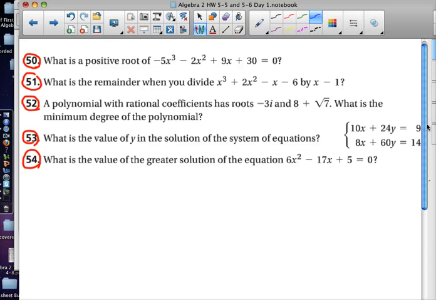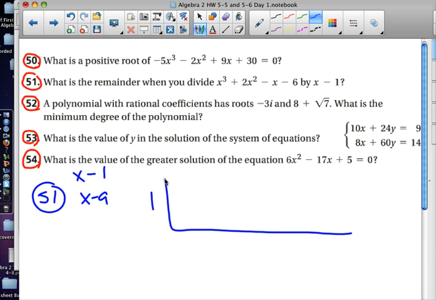In number 51, it asks us for the remainder when we divide x cubed plus 2x squared minus x minus 6 by x minus 1. Well, I can find that synthetically. And since this is x minus 1, that's in that format of x minus a, and that's the reason I can use synthetic. And then I just put the a value out in front.